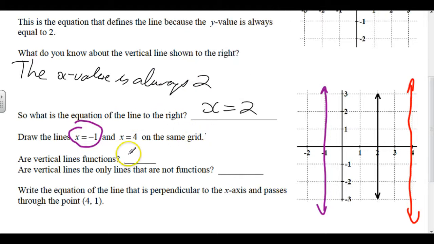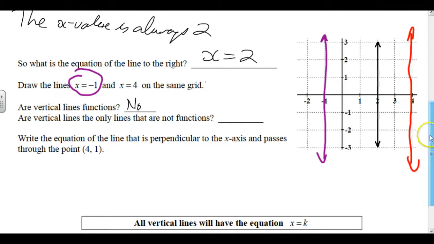Are vertical lines functions? No, they fail the vertical line test. Are vertical lines the only lines that are not functions? Well, remember, if we're talking lines, then horizontal lines are functions and oblique lines are, so I guess vertical lines are the only lines that are not functions.